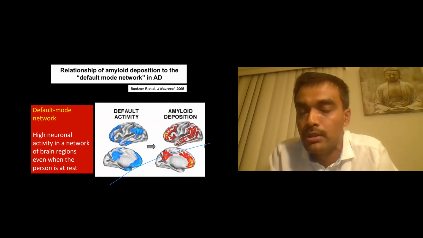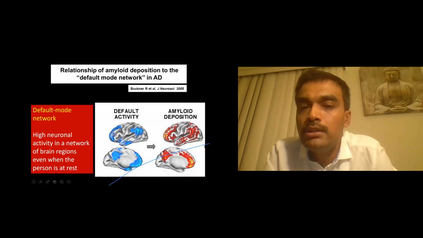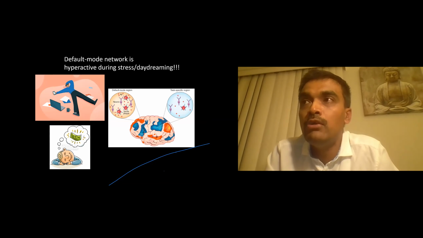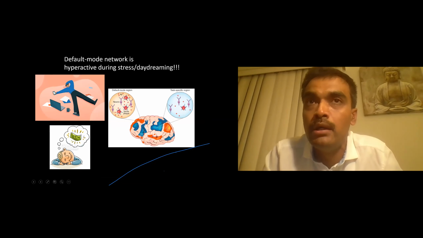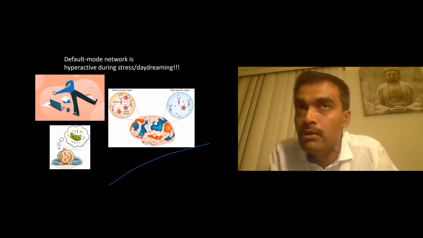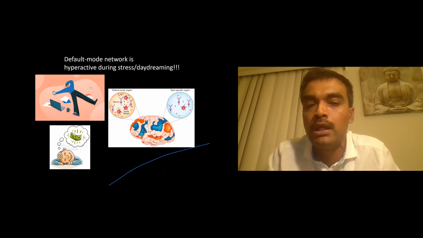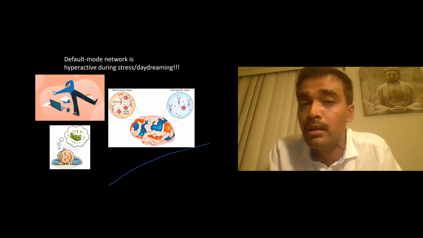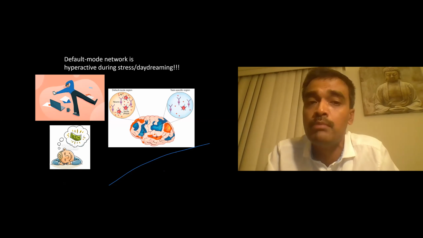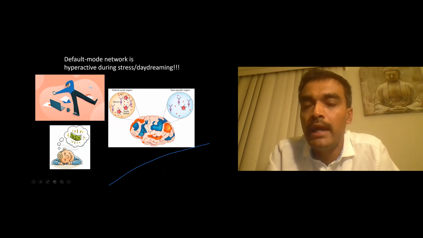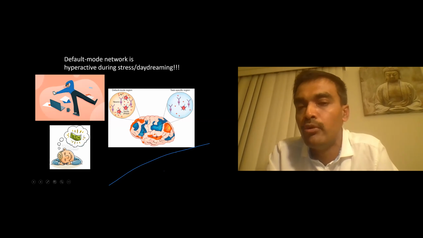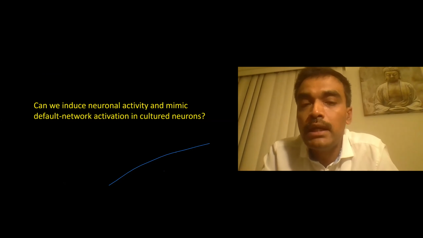So what is this default mode network? These are certain regions of the brain which are activated when you are basically not doing any specific work. Let's say you are lying on a bed, closing your eyes, but not thinking of something constructive, no specific thinking. You are just randomly thinking, let's say about money and all those things, which you can call daydreaming, or sometimes stress. This kind of environmental cue activates this default mode network, which is prone to amyloid deposition.